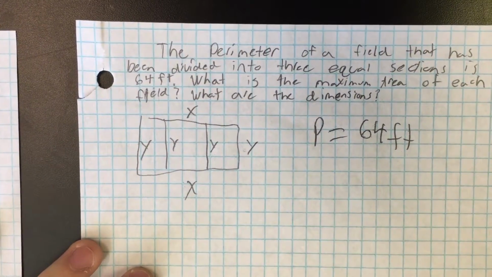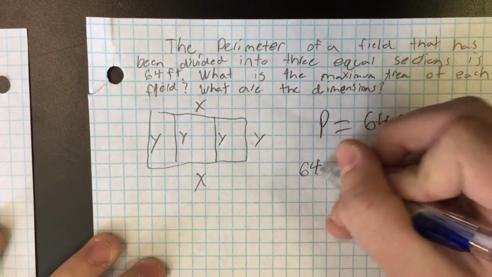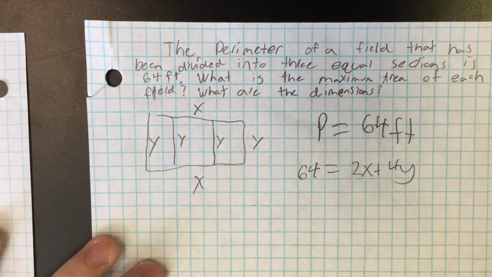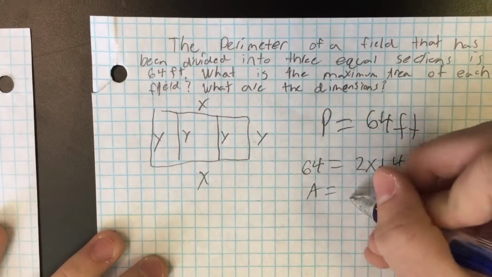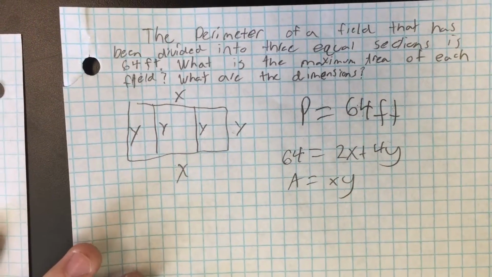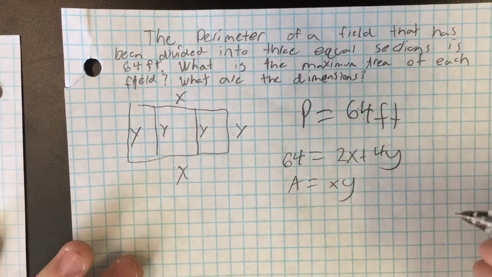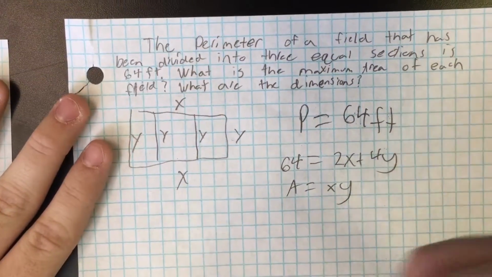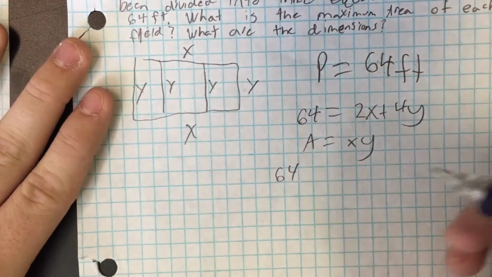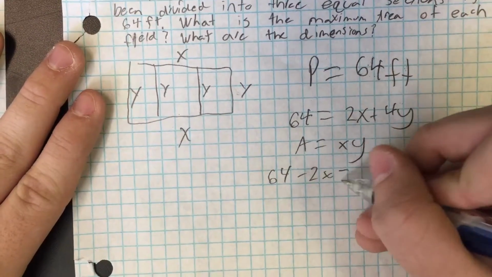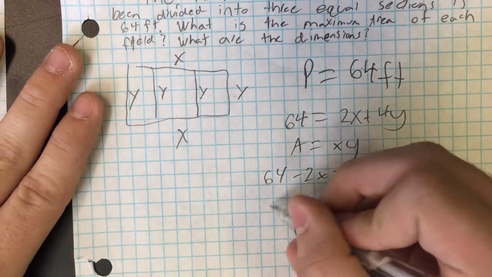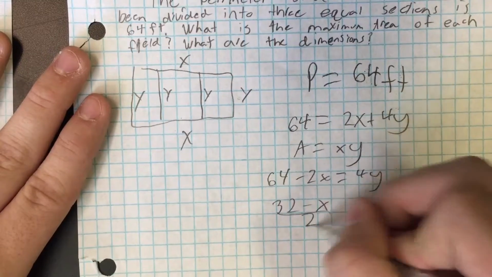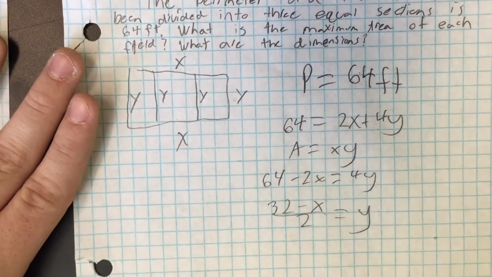So since we know perimeter, we can set this up: 64 equals 2x plus 4y, and we need to find area, so A equals x times y. Now the first thing we're going to do is relate y to x, so we're going to get 64 minus 2x equals 4y, and divide everything by 4. We get 32 minus x over 2 equals y.